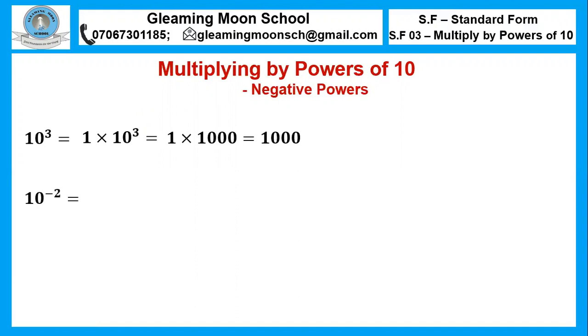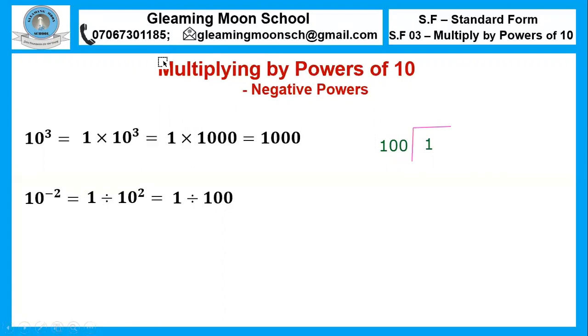Now remember, if it's a negative power, 10 raised to negative power 2, that means the opposite of times, which is 1 divided by 10 raised to the power of 2, which is 1 divided by 100. So if we use our long division method, we want to divide 1 by 100.